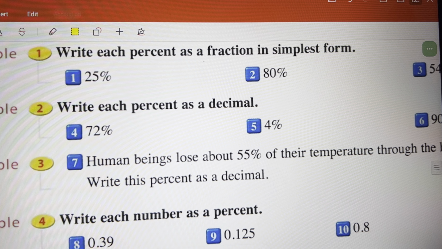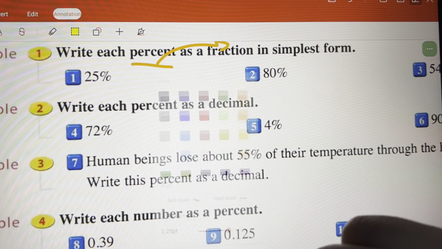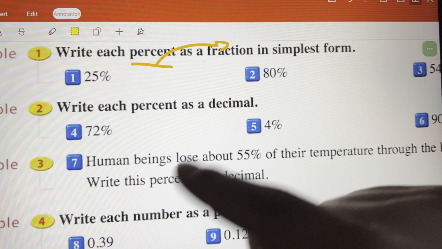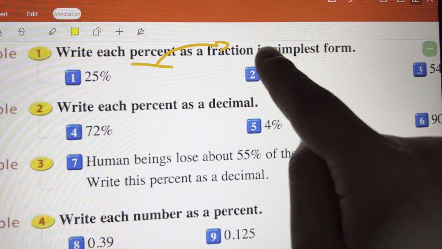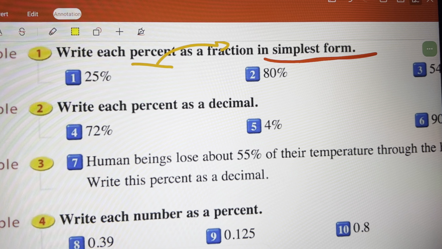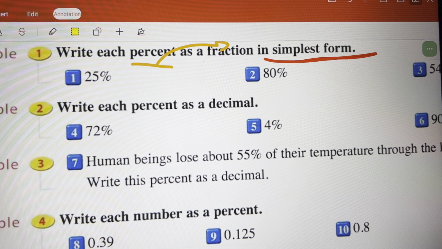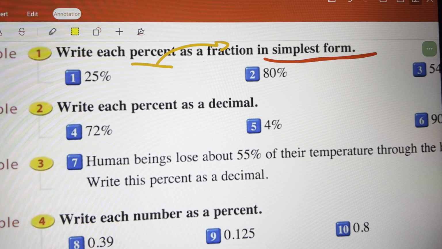The first question is asking me to change the percent into fraction. So this one is the easiest. How is it the easiest? Be careful, dear students. Always in simplest form. Even if it's not written in simplest form, you gotta change it to simplest form. You check if you can change it to simplest form, then you're gonna do it. If you cannot, then you're gonna leave it.